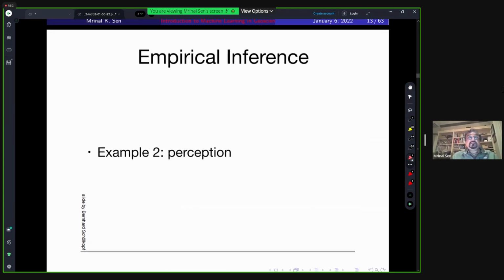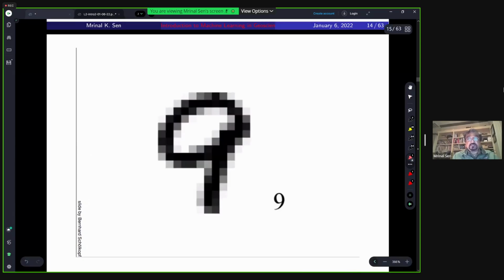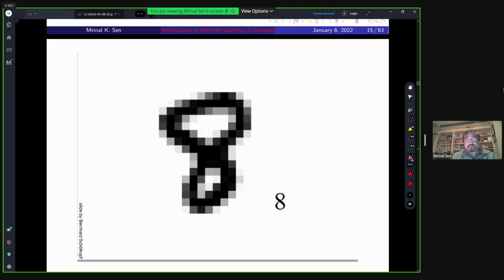But there's another kind of learning, which is perception. And that's kind of hard to explain using what I talked to you about right now, using some kind of model fitting. Say, for example, you are looking at some numbers. It's a number 9. It's a handwritten number. And we all can recognize that this is actually number 9, even though it's quite different from the actual number 9. Similarly, you can have a number 8.